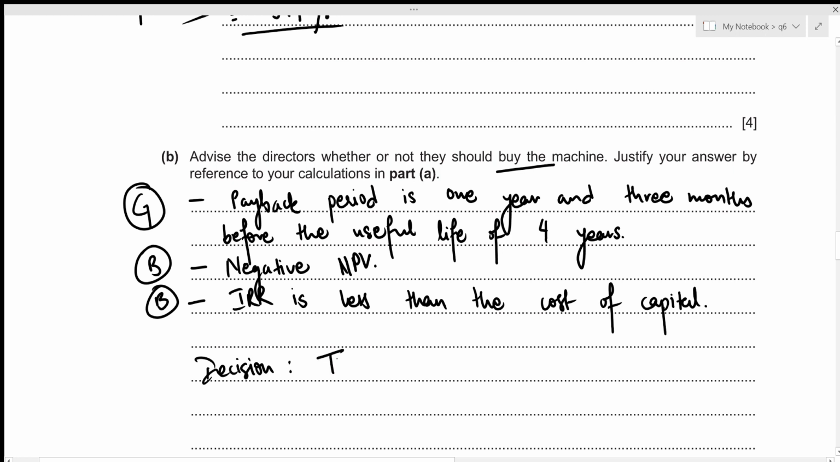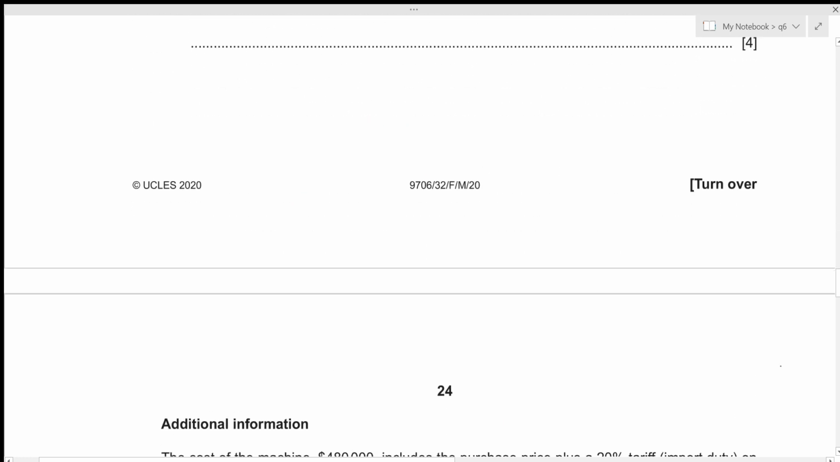The directors should not buy the machine. All right, this concludes the second part of this question. We can now move towards the third one.